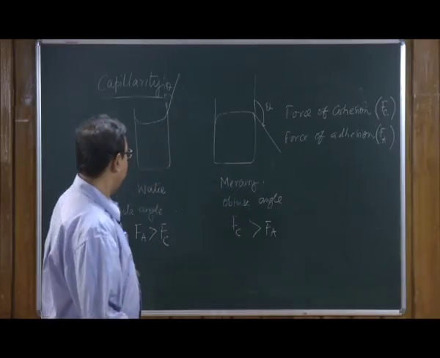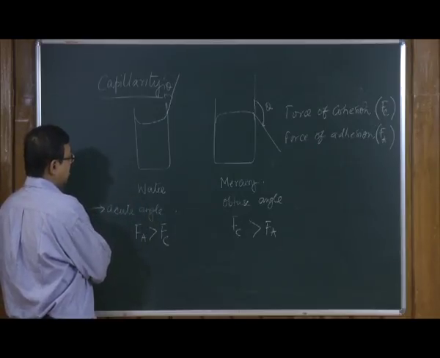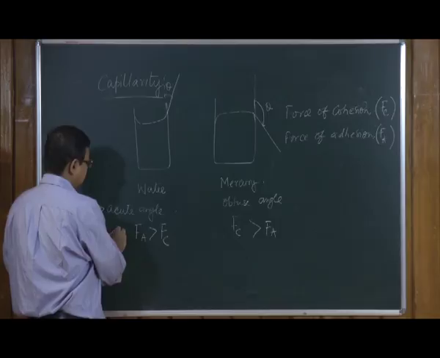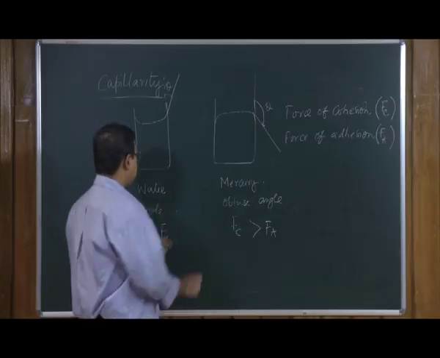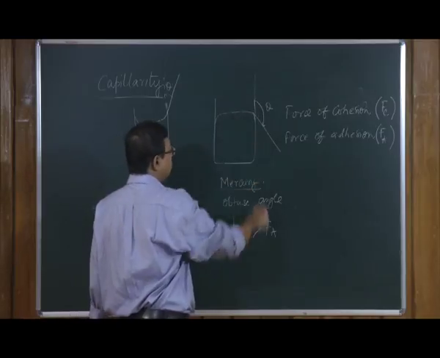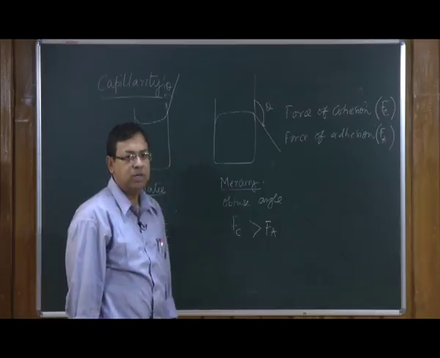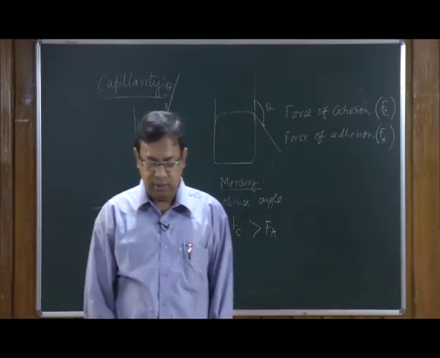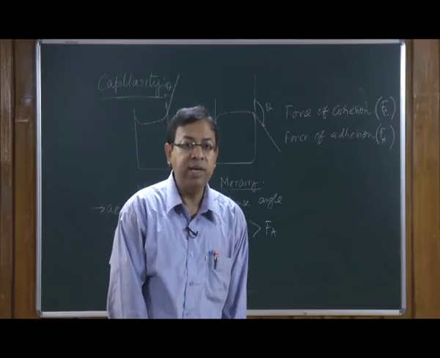So, one is that water makes an acute angle with the container, and the force of adhesion is greater than the force of cohesion. Exactly the opposite occurs for mercury, where it makes an obtuse angle with the normal, and the cohesive force among the molecules of mercury is more than the adhesive force between the mercury and the container that it is kept in. So, we can actually calculate this theta.